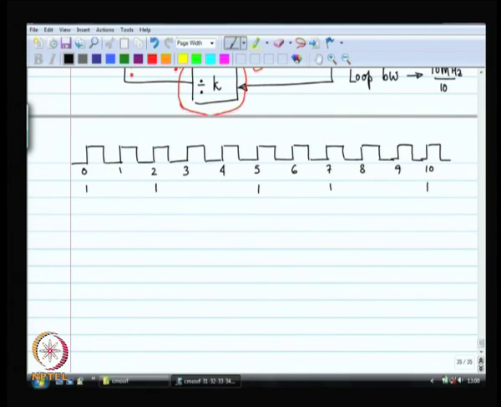What is the output of this going to look like? The output is going to look like this. So, I have divided by 2 for 2 clock cycles, and then I want to divide by 3 for 3 clock cycles.